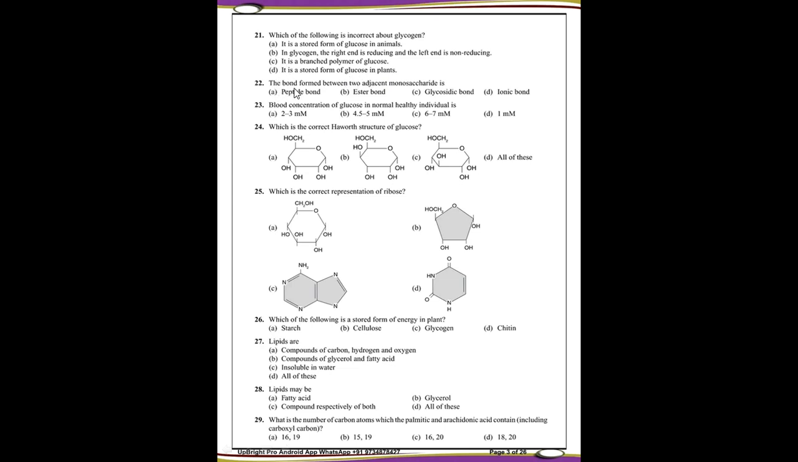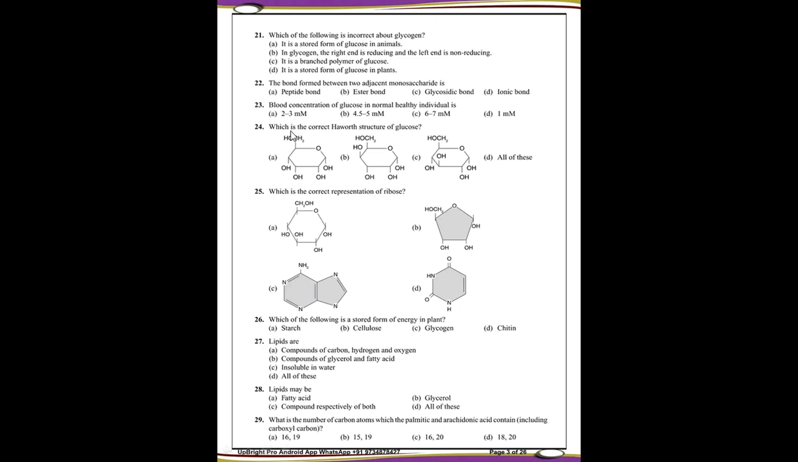22. The bond formed between two adjacent monosaccharides is a glycosidic bond. This is the bond that joins two monosaccharides to form either an oligosaccharide, disaccharide, or even a polysaccharide. So it's a glycosidic bond. Blood concentration of glucose in the normal, healthy human body is, that is B. So for every healthy human body, the blood concentration must be around 4.5 to 5 millimolar.